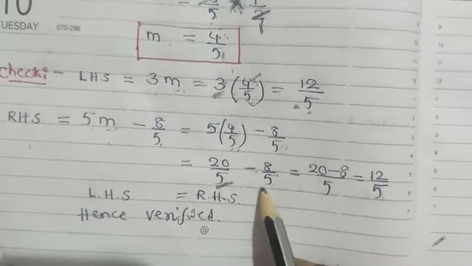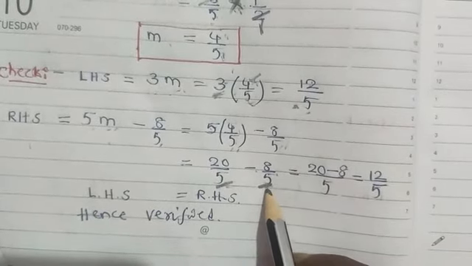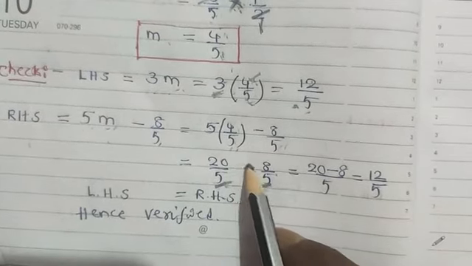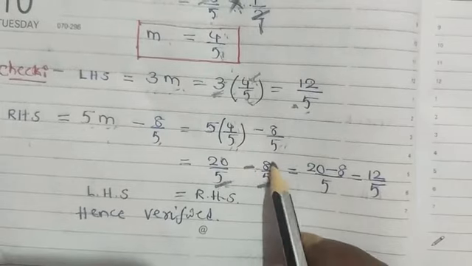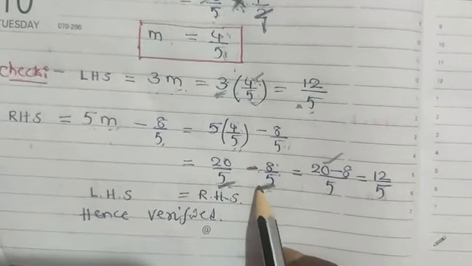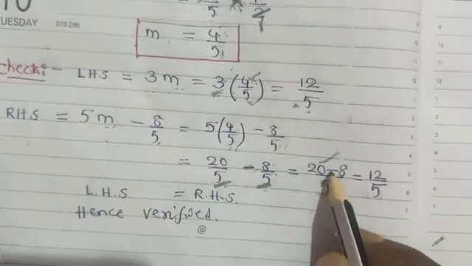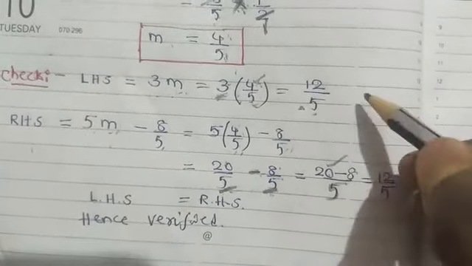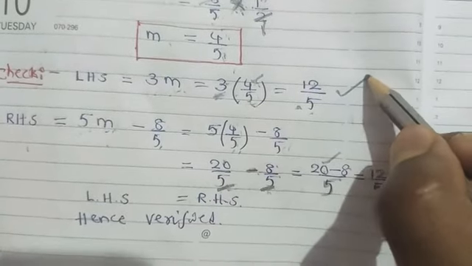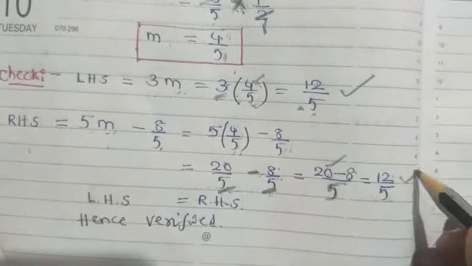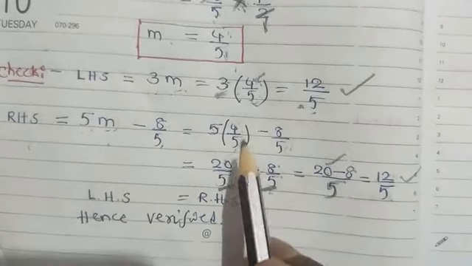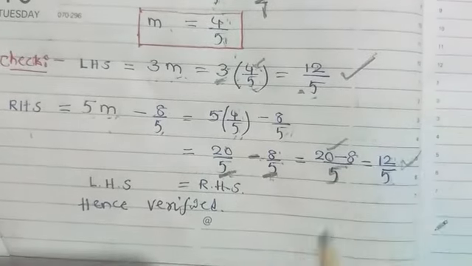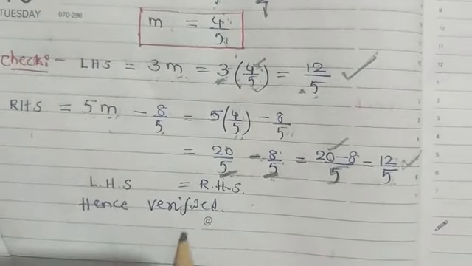Now you can see the denominators. Denominators are same, means like fractions. So whenever like fractions are there, it is very easy to add and subtract. Here subtraction is there, so numerator subtraction 20 minus 8 you write, and the same denominator is there, that is why you write the denominator only once. 20 minus 8 is 12, the denominator is 5, 12 by 5. Now you observe both LHS and RHS. LHS is 12 by 5, RHS is also 12 by 5, both are same. By substituting m value as 4 by 5, you got left hand side value equal to right hand side value, so you can write LHS equal to RHS, hence verified.